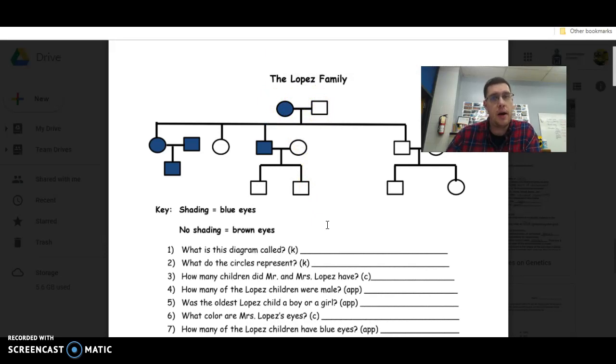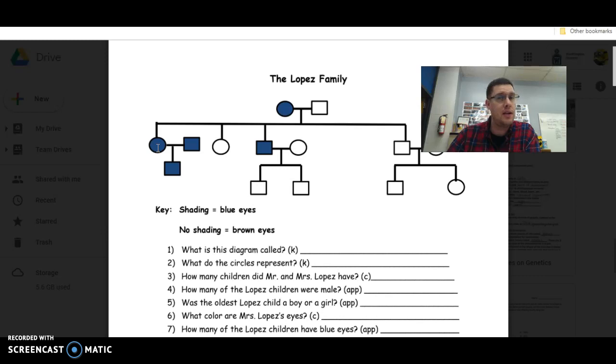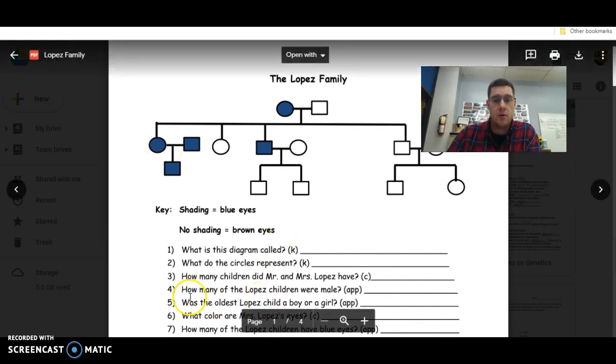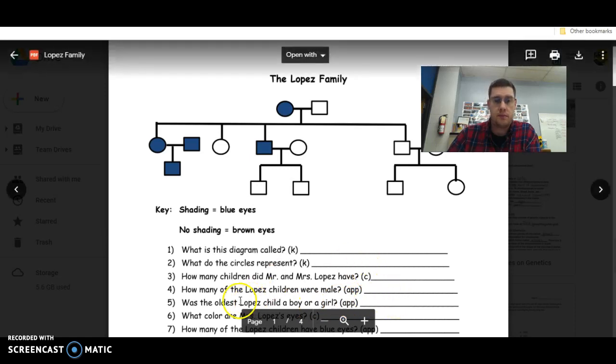Was the oldest Lopez child a boy or a girl? For a long time, I heard one way of doing pedigrees that said the child in the middle was the oldest. However, I recently discovered through the University of Iowa that to do a pedigree correctly, you start with the oldest sibling on the left, and to the right, the siblings get younger. So the oldest sibling here is on the left, and that's a girl. Girl.